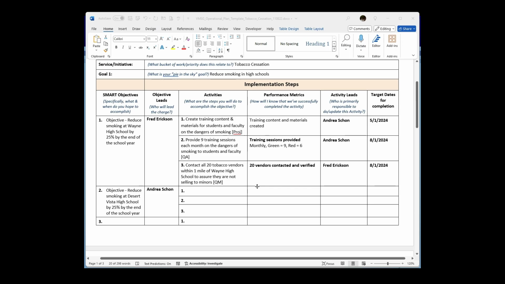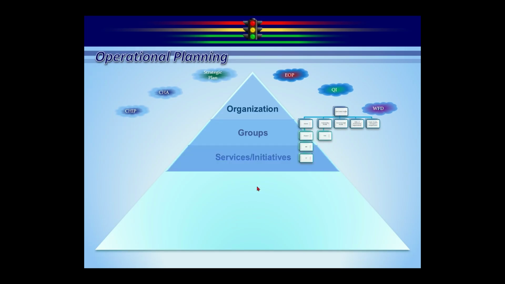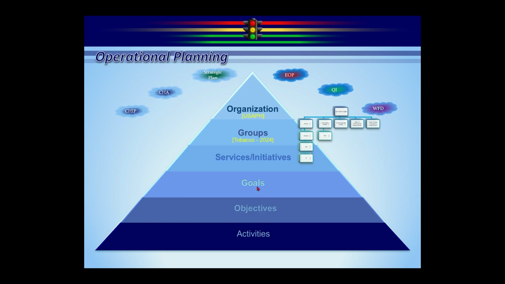Let's get to the right place here. Okay, so the organization groups. So the group was Tobacco 2024. The initiative was tobacco cessation. The goal was to reduce smoking in high schools. The objective was reducing smoking at Wayne High School by 25% by the end of the school year, and then the 3 activities that we had to do that. So that is the operational planning model, and that is the operational plan.